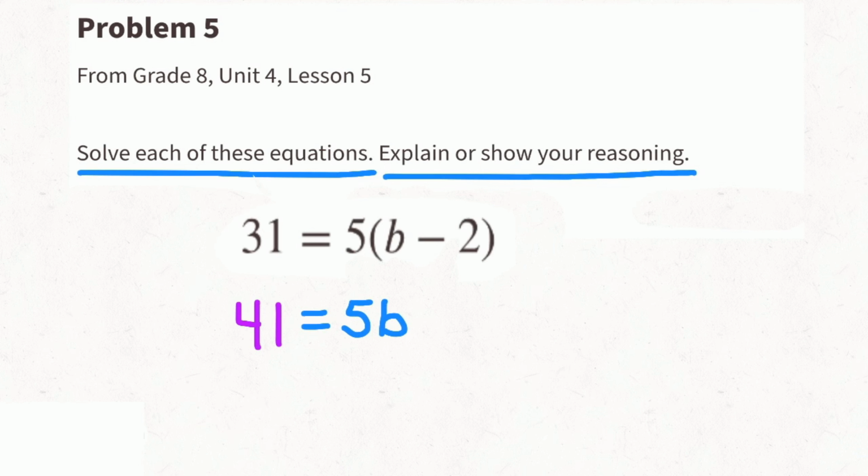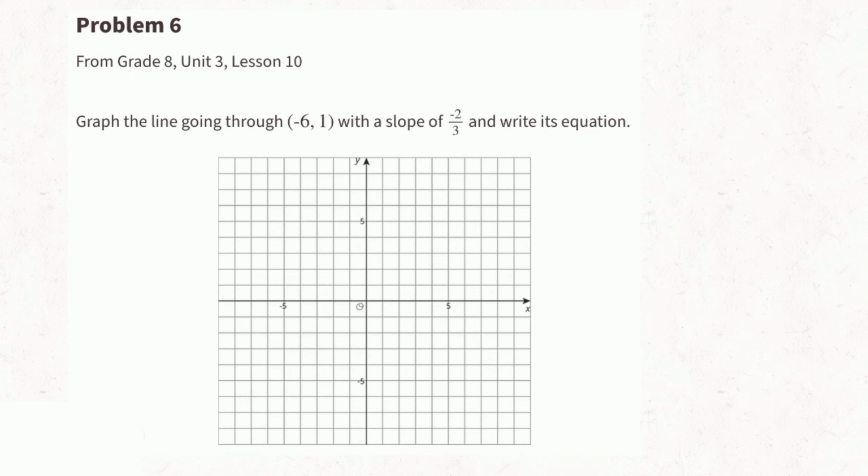We want to turn 5b into 1b, and we do that by dividing it by 5, but we have to divide both sides by 5. And since 5 doesn't go into 41 evenly, we can leave it as an improper fraction. b equals 41 fifths. Problem number 6, from 8th grade, Unit 3, Lesson 10.